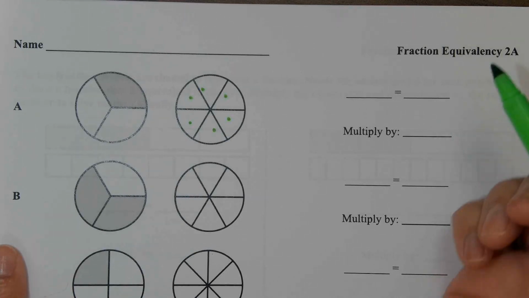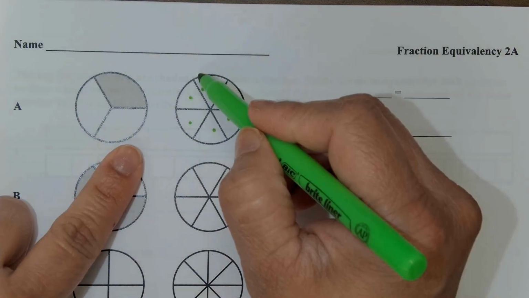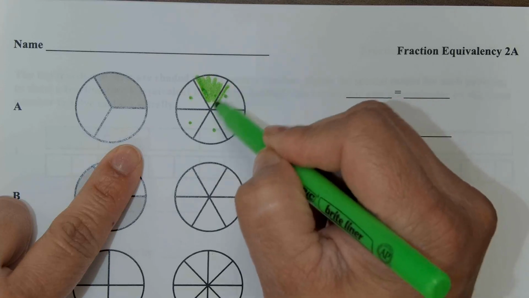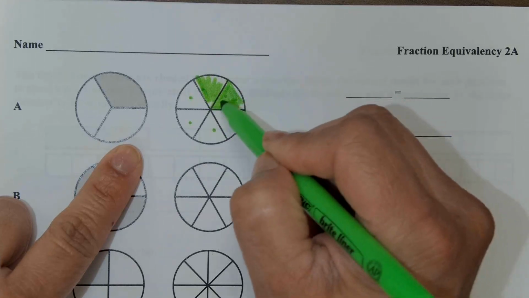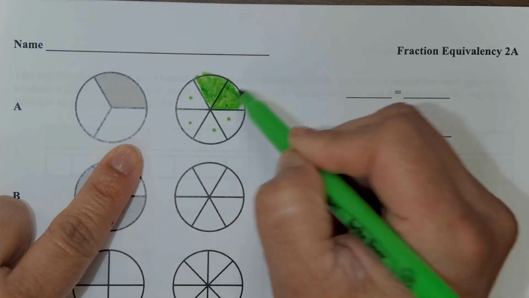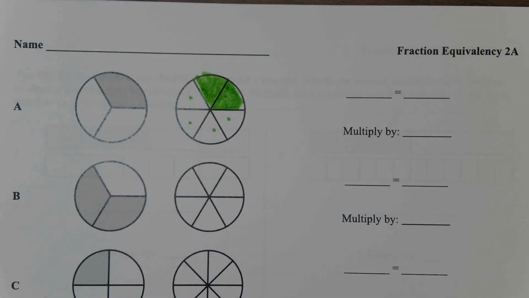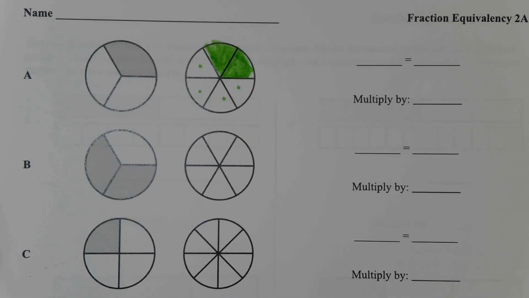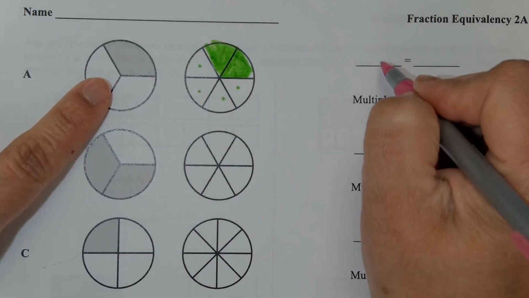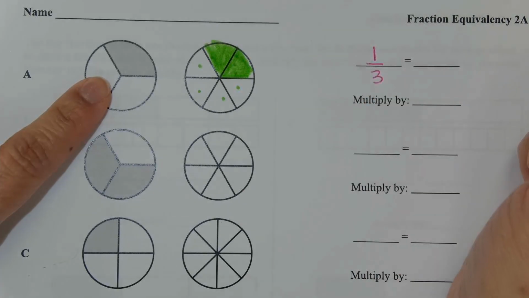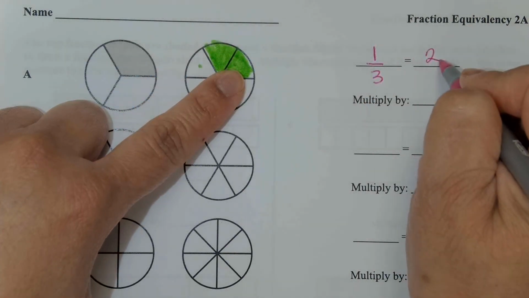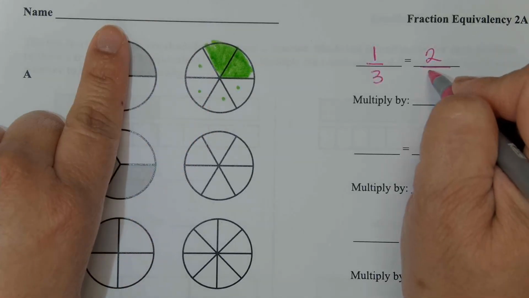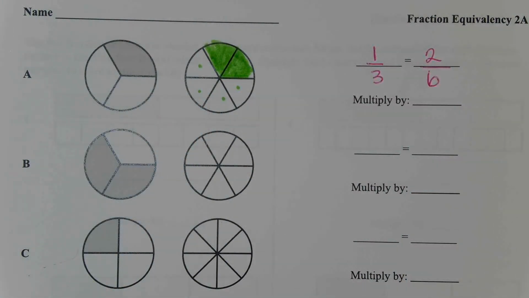How many parts have to be shaded to equal 1/3? 1, 2. 2 parts out of 6 equal parts. So we went ahead and we shaded those in. Now let's go ahead and write that down. And we're going to write 1/3 is equal to 2 shaded out of 3, 4, 5, 6, equal to 2/6.